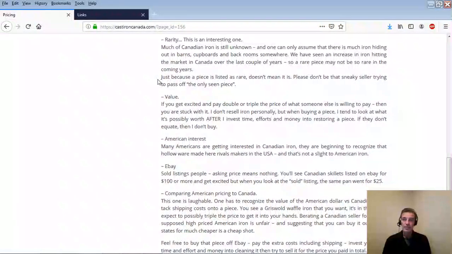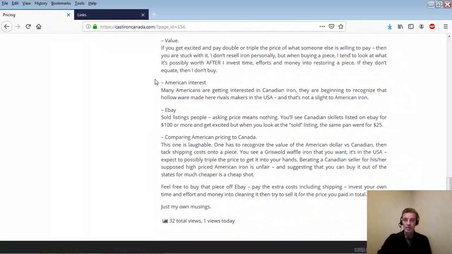Interestingly, in the last few years, we're seeing a lot of American interest in cast iron in Canada. We're seeing American collectors actively seeking Canadian iron, which is quite nice. I'm seeing a lot more comments from people on Facebook and different groups saying that the earlier James Smart, McClary stuff is actually rivaling Griswold. And that does my heart good.